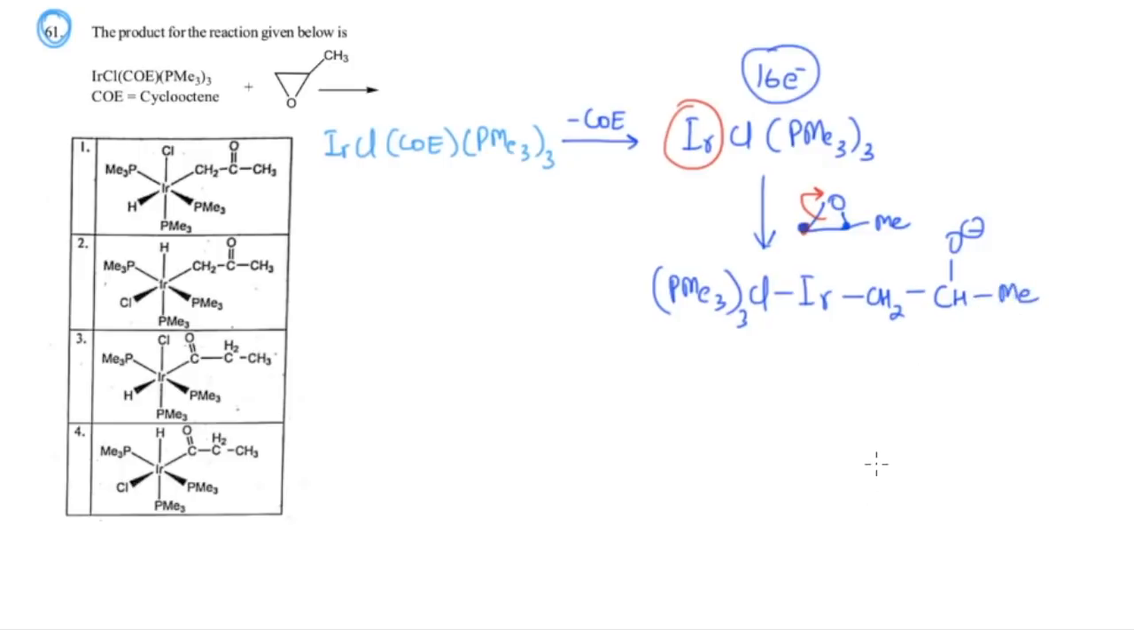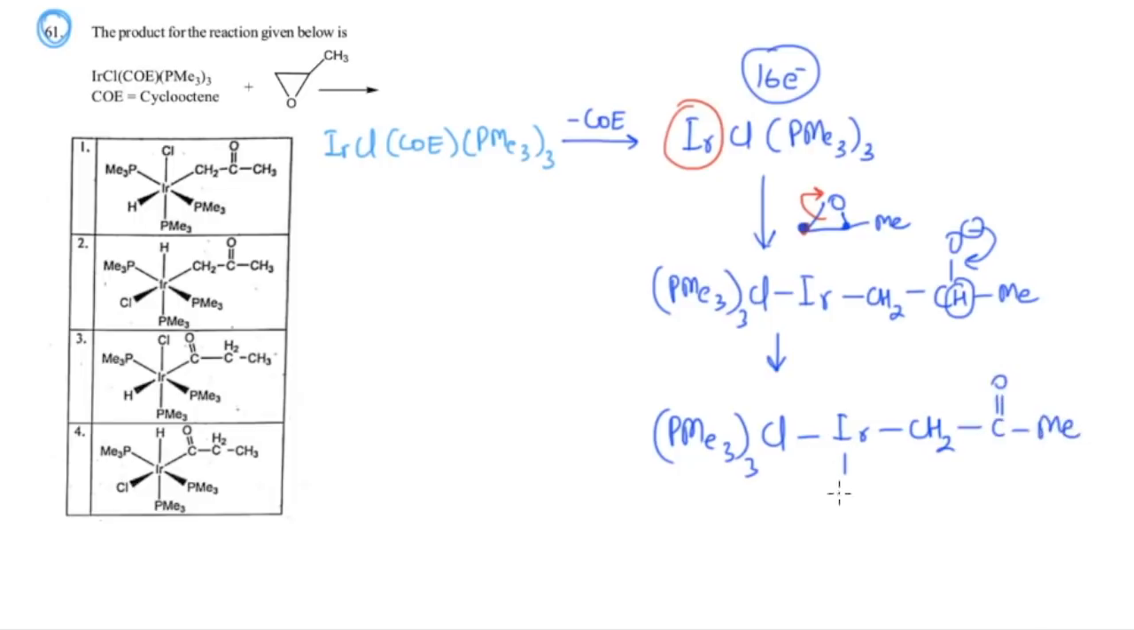In the next step, this negative charge will come over here, and this particular hydrogen will liberate from this place and go to iridium in order to make it an 18 electron species. Right now it's not 18 electron, it's a 16 or 17 electron species. So in order to make it an 18 electron species, this hydrogen will go and bind to iridium. So the next product will be PMe3 thrice, Cl, iridium, CH2, then we have C double bond O and Me. And over here with iridium we will be having hydrogen attached.